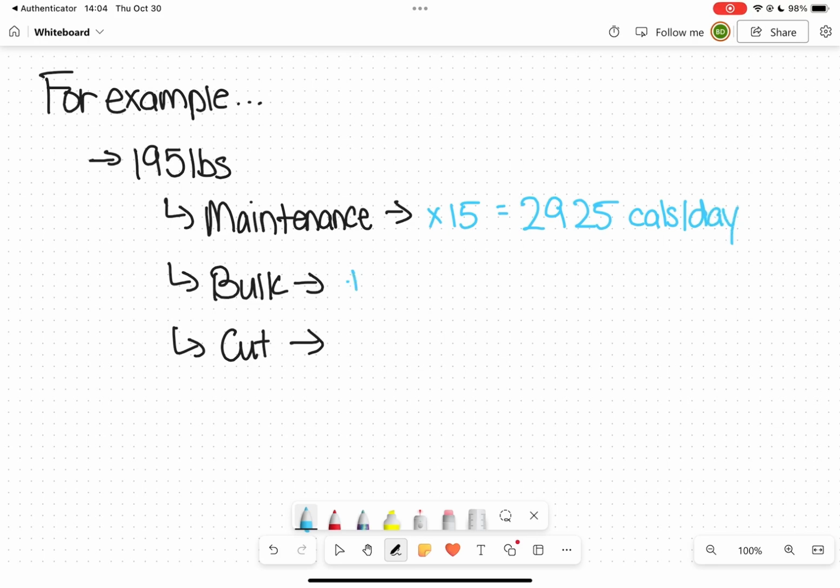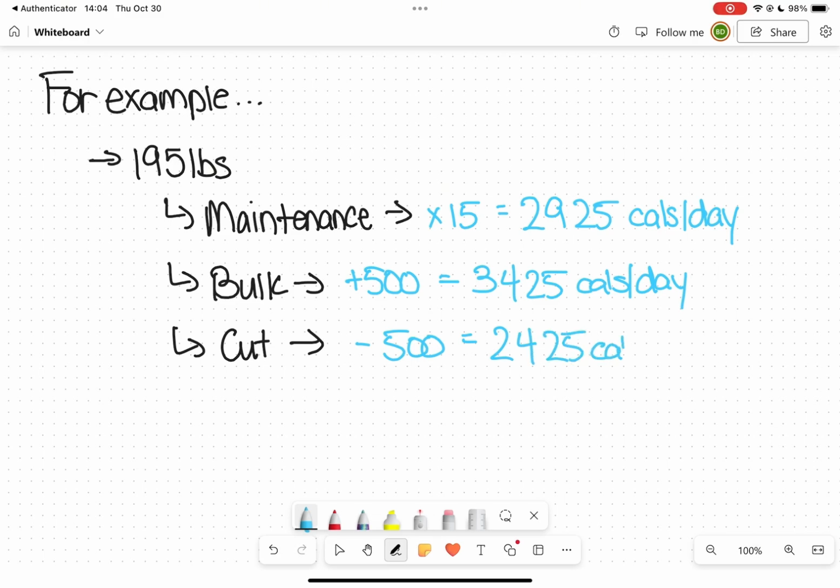That's going to be roughly my maintenance, plus or minus a little bit depending on the activity levels of the day. From here, we look at our bulk. If we add 500 to our 2925, that puts us at 3425 calories for the day. That's how much you want to eat roughly for the bulking phase. The opposite becomes true for the cutting phase: taking 2925 and subtracting 500 calories puts us at 2425 calories for the day.